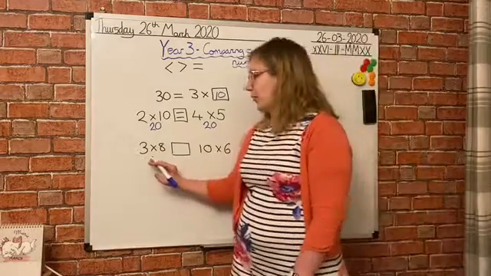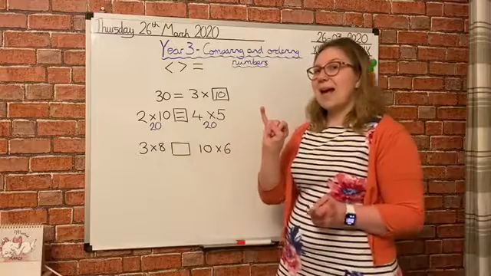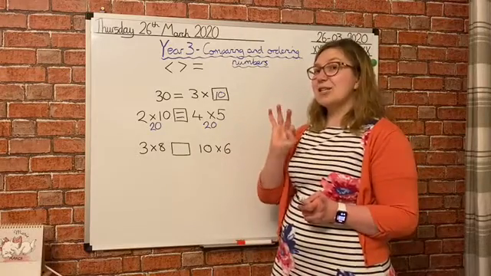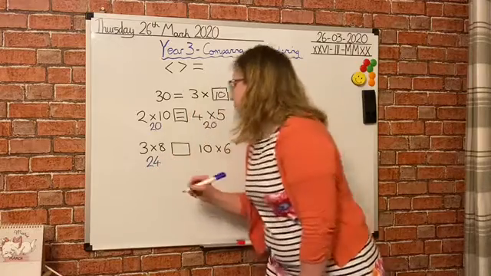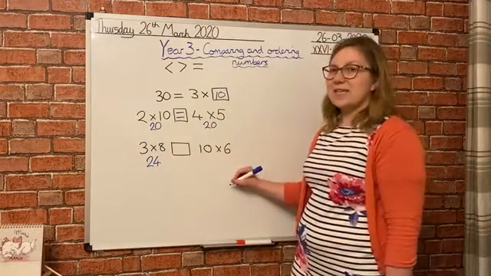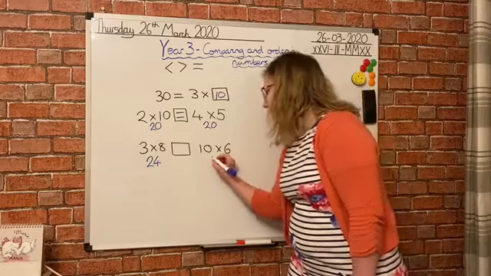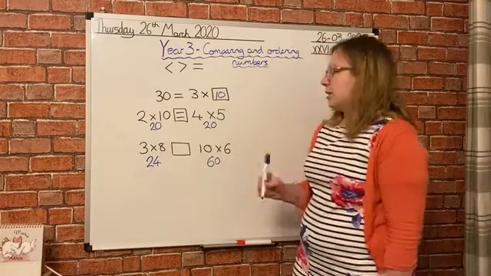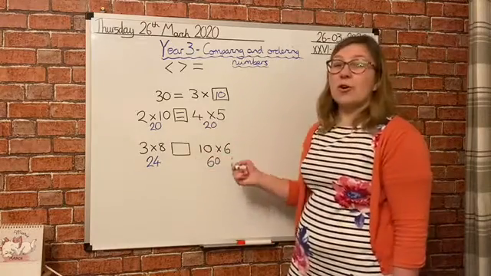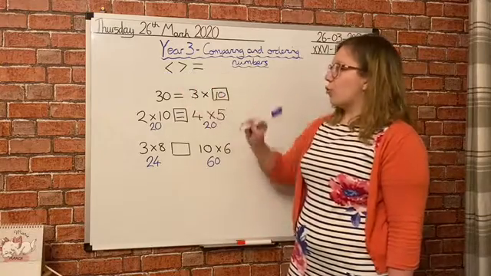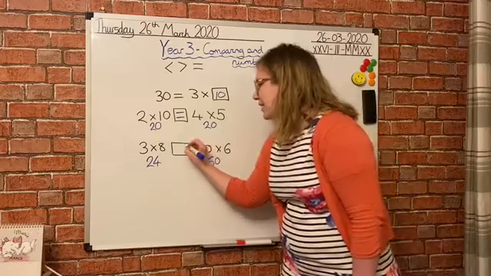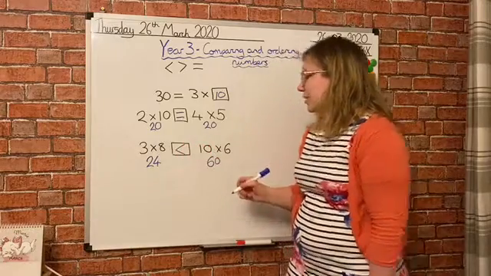Okay, so on this side we've got 3 times 8. 8, 16, 24. So this side is worth 24. And this side, 10 times 6 is 60. Both sides are not equal, so we just need to decide whether it is a less than or a more than symbol. It is a less than. 24 is less than 60.